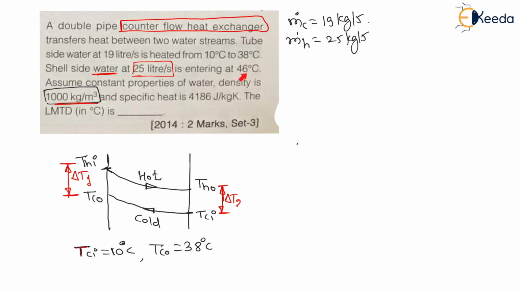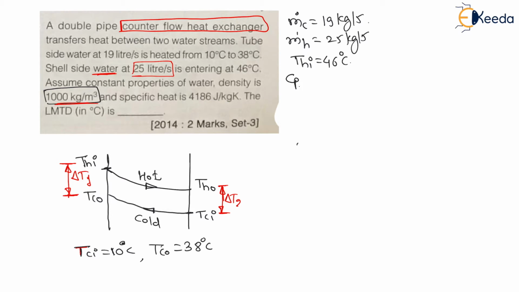Now it must be a hot fluid, as we have already written for the cold fluid. Therefore the mass flow rate of the hot fluid and the entering temperature of the hot fluid, that is Thi, is given, which is 46 degrees Celsius, right? Then assume constant properties of water: density is 1000 and specific heat is 4186 joule per kg. Here the specific heat of water is given.